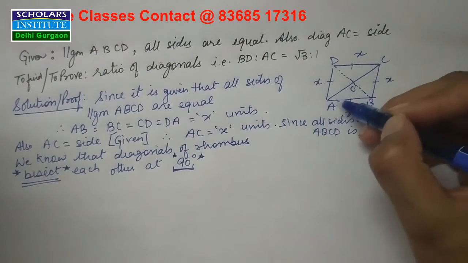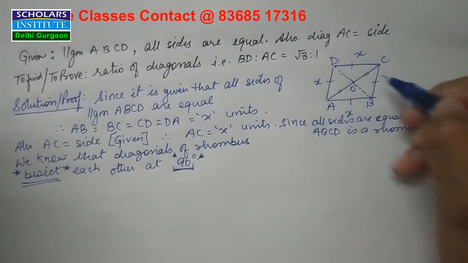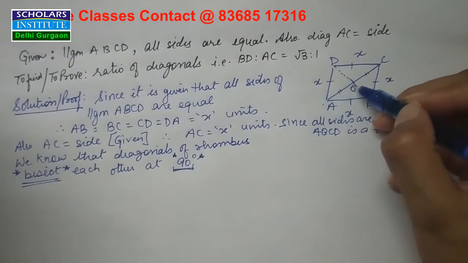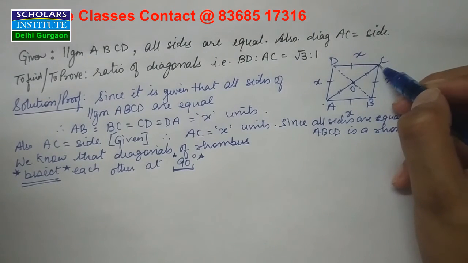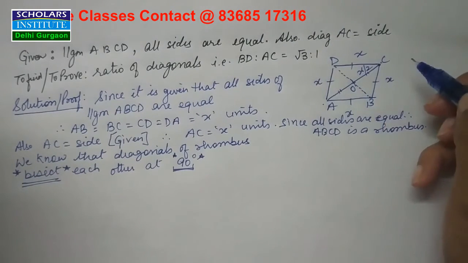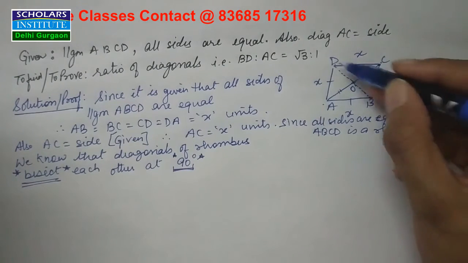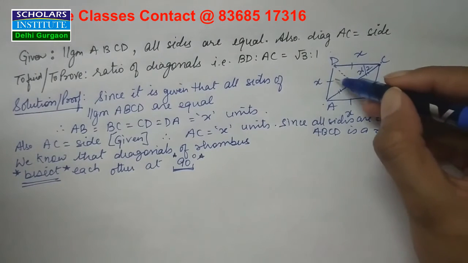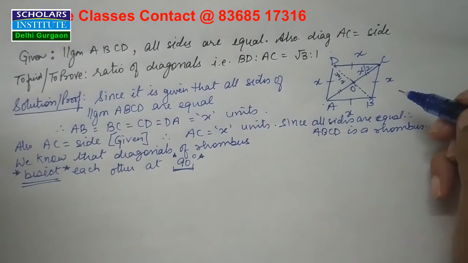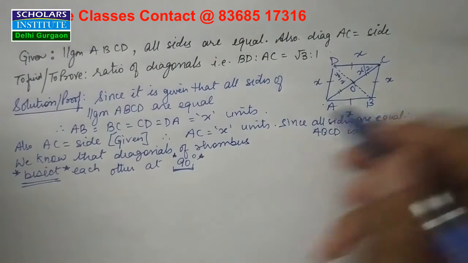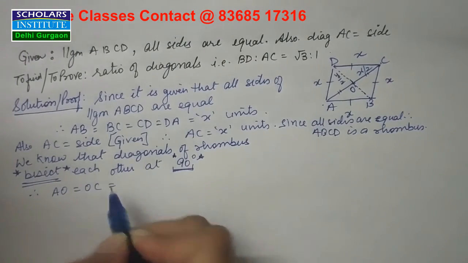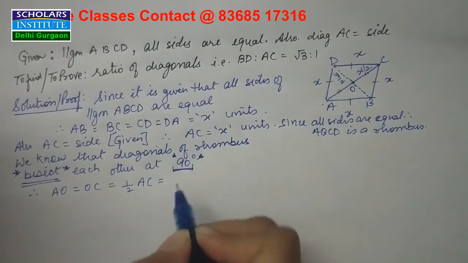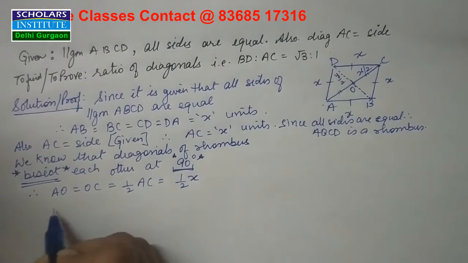So if the diagonals bisect, that means AO is equal to OC. When AC is x, then what will be the value of OC? AC is x, so AO would be half of AC. That means it is x by 2. Similarly, OD is half of BD. Let us suppose that BD is y. So what will be OD? This will be y by 2. Let us write this out. Therefore, AO is equal to OC is equal to half of AC. That means half of x.